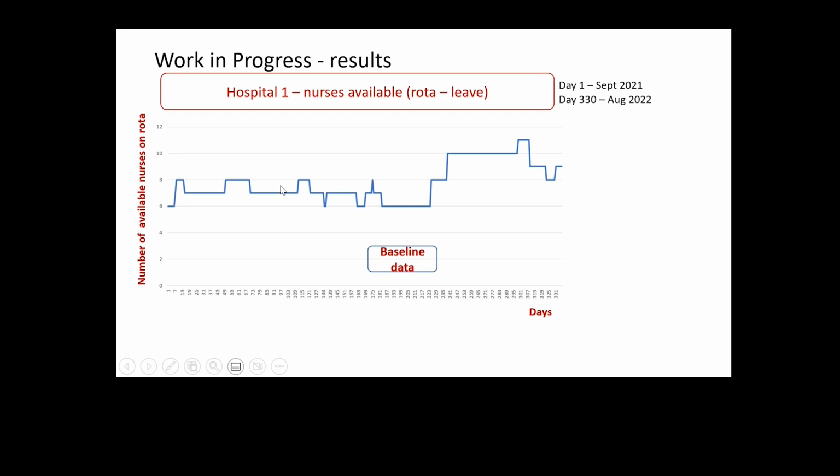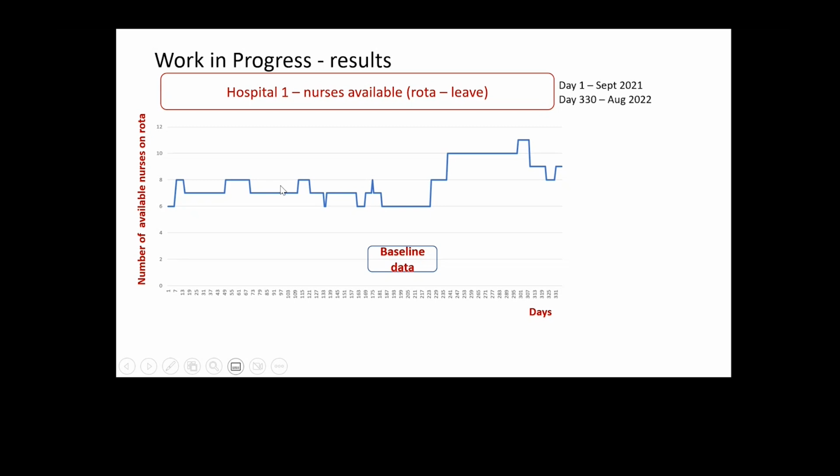What you have on the y-axis are the number of nurses available on a rota. The way this was derived is, if you saw the earlier rota where you have nurses on a rota, this is those nurses on the rota, and then subtracting the nurses that were on maybe annual leave, sick leave, or any form of leave, and then getting the number of nurses that were available on each day for work. So that's the y-axis.